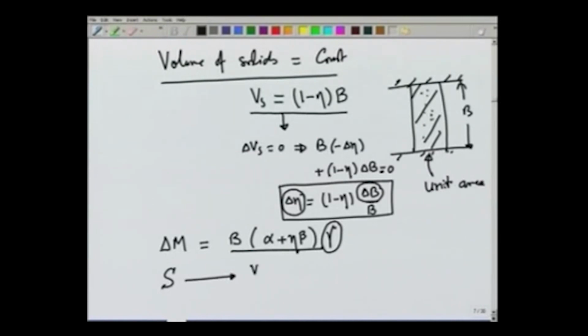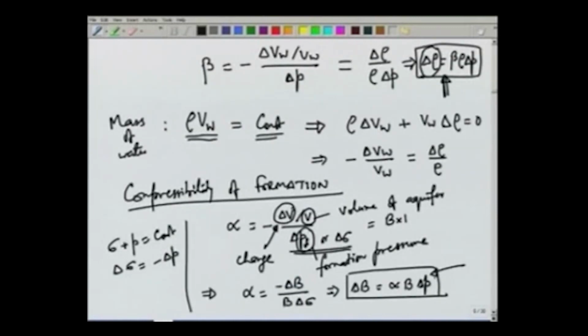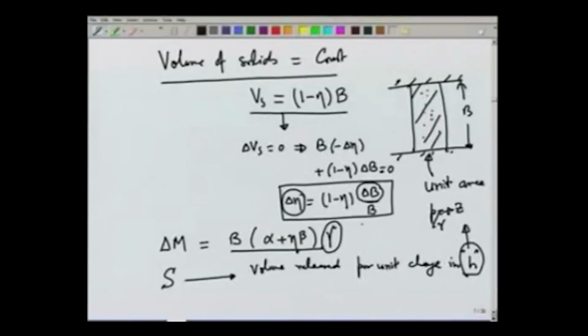Now, this we will need because we have said that we want to find out storage coefficient S, which is the volume released per unit change in H. Now, this H is the piezometric head and is given by P by gamma plus Z. We have related all the changes with delta P. So, delta P we can replace by gamma delta H. So, we would write in terms of delta P and then write that delta P as gamma delta H, which is nothing but delta P.